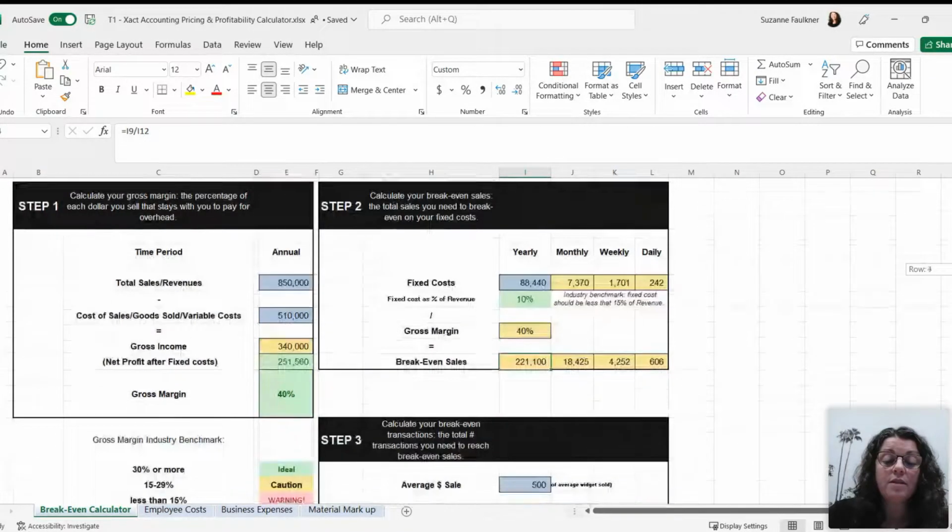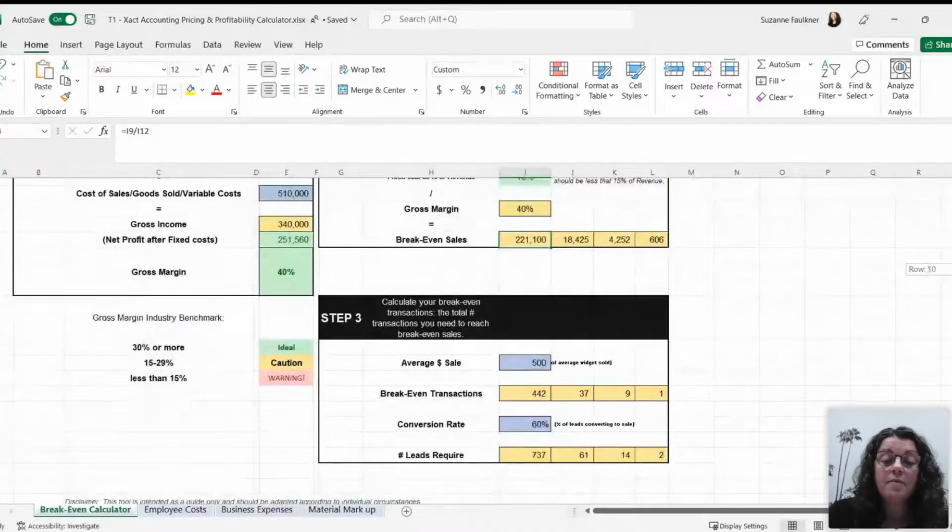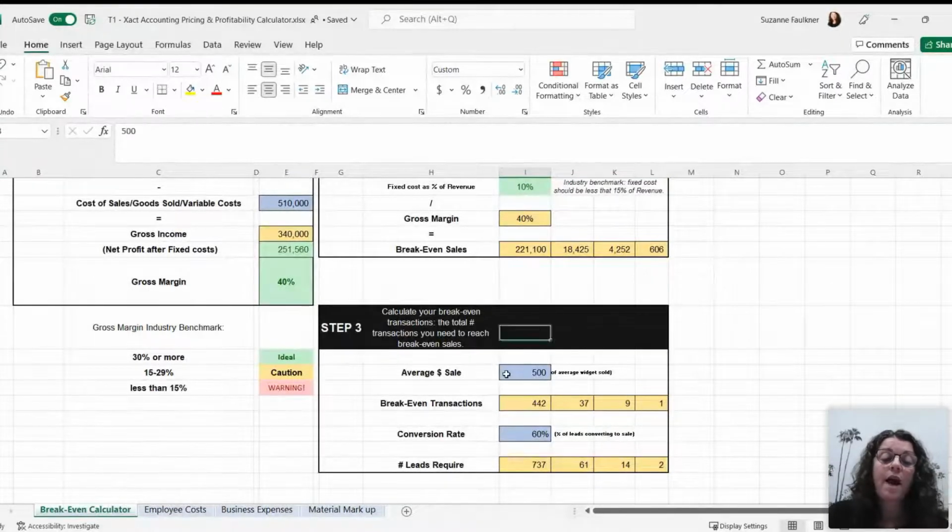Now, if we scroll down a little bit, this is where it becomes quite interesting. If we set our average dollar value of sale at $500, so that's your call out fee and the average amount of work you do at each job, it means that you need to generate one job per day to be able to cover your break-even costs or get close to break-even.